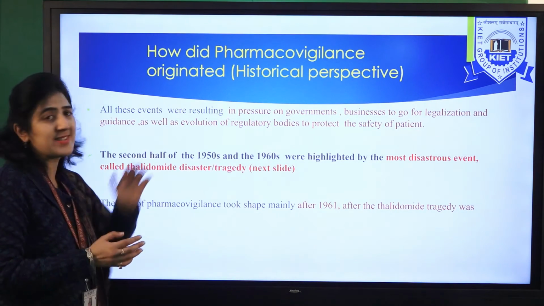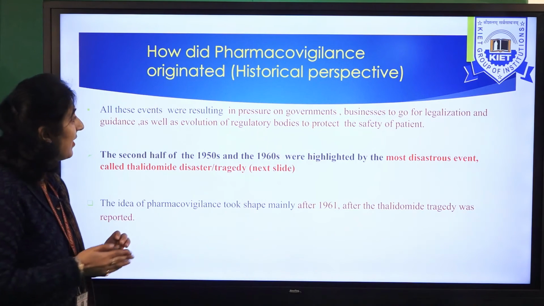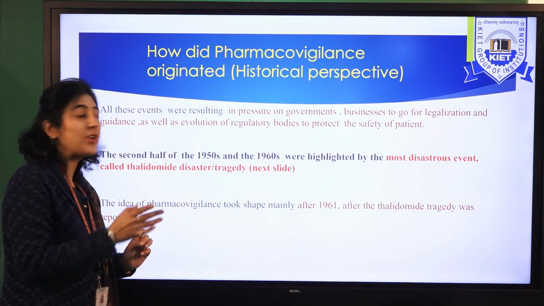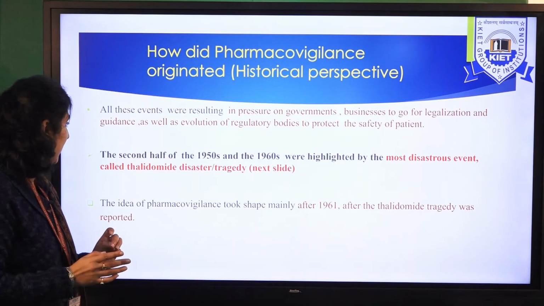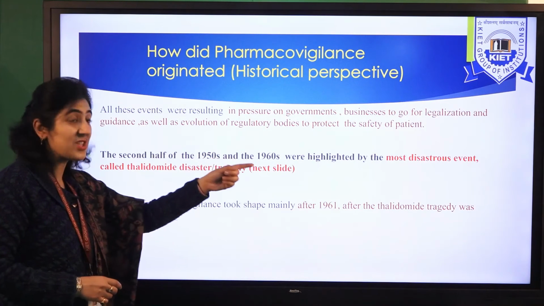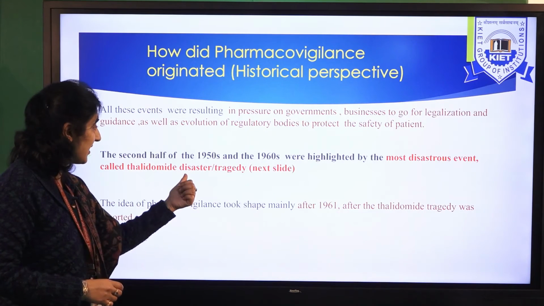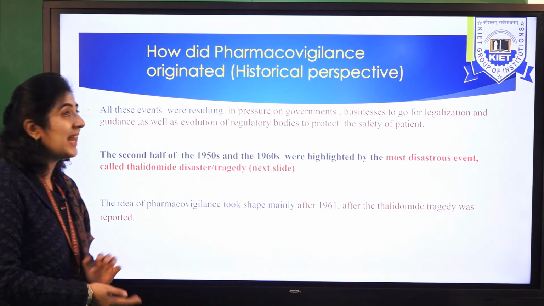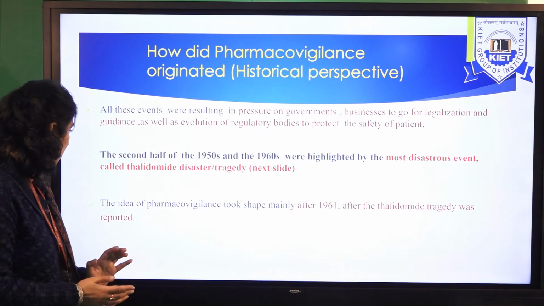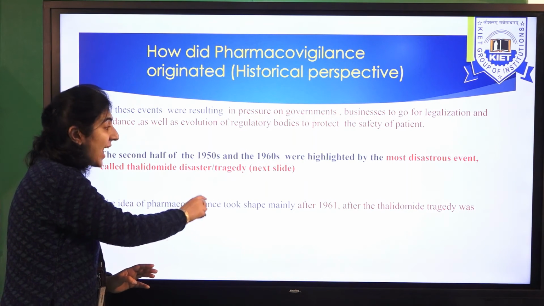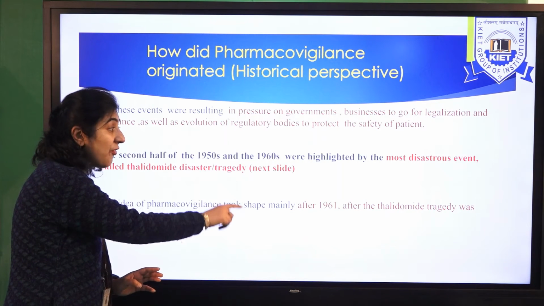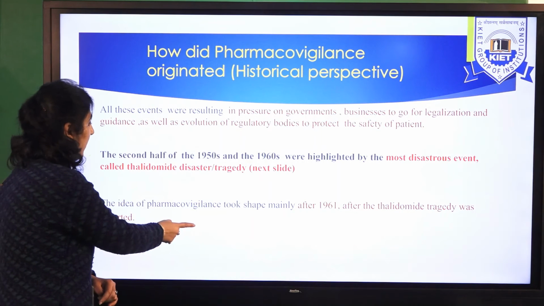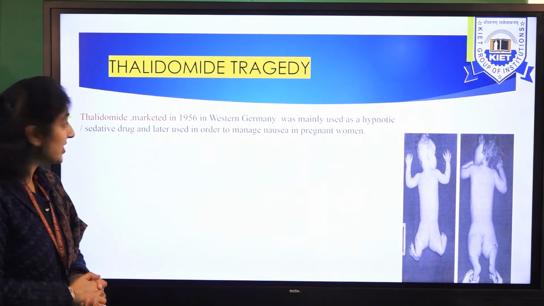All these events were resulting in pressure on governments. Business took over legislation and guidance, as well as the evolution of regulatory bodies, to protect the safety of patients. Now, the most disastrous event, the Thalidomide disaster, is coming in the next slide. The second half of the 1950s and the 60s was highlighted by this Thalidomide tragedy. The idea of pharmacovigilance actually took shape after 1961, after this Thalidomide tragedy was reported. Let's see what this tragedy is.